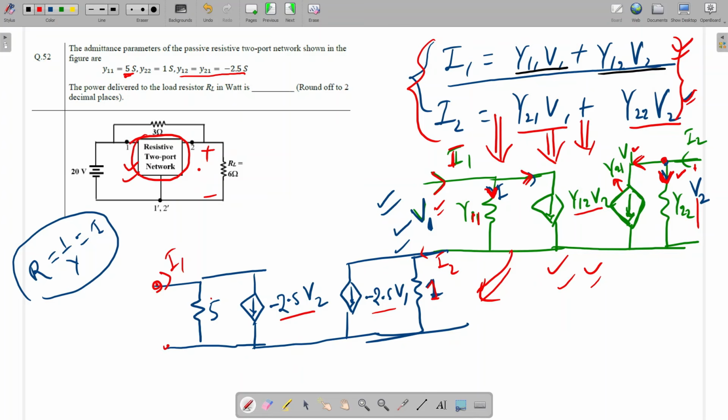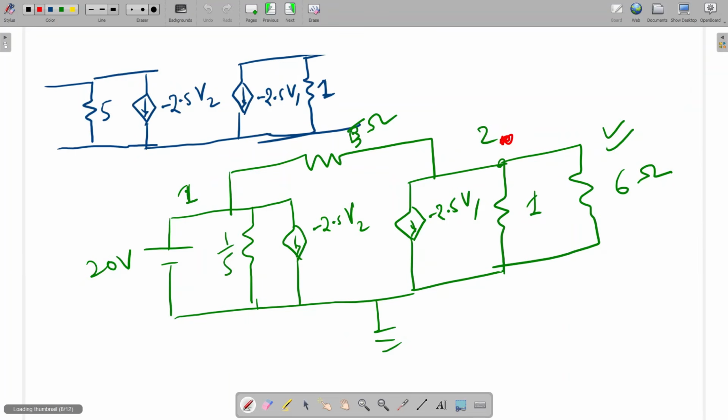This part is 0.1, and this is ground. The ground of this two-port network is connected here. Here 1 and 2 dash are both connected here. This is 1, this is 1 dash, this is 2, this is 2 dash. So this network's 1 is connected here, 1 dash is connected here, 2 is connected here, 2 dash is connected here. So this is the circuit connection I am doing here.